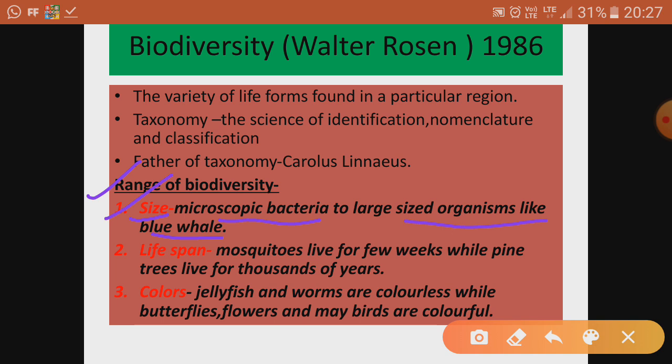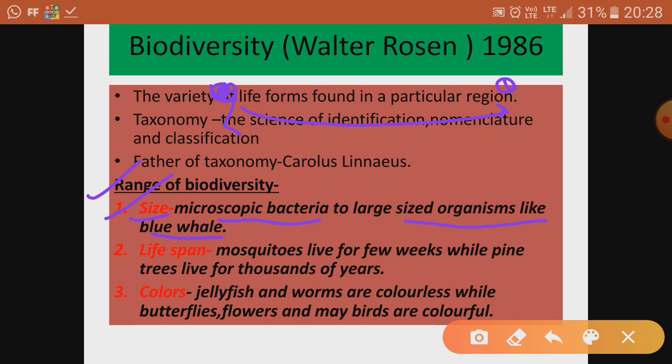If we see on the basis of lifespan also, lifespan means the period from the birth till the death of the organism. On the basis of lifespan, we have mosquitoes which live for a few weeks, and we have pine trees which live for thousands of years. So we can prove with this statement that we have a range of biodiversity, a rich biodiversity around us.